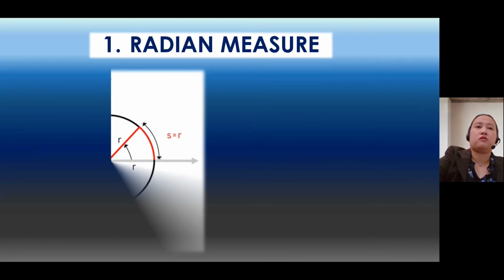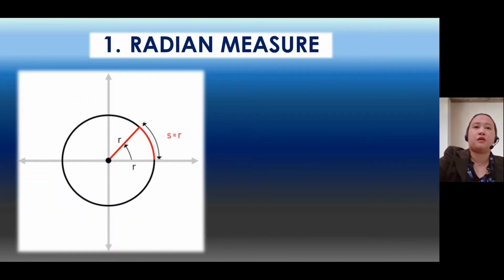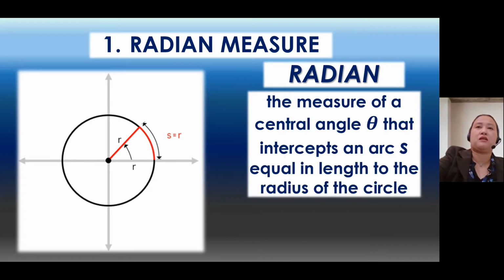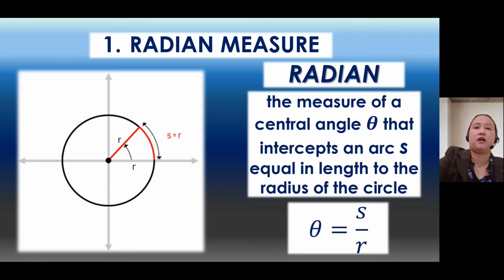For the radian measure, we have here a circle in a Cartesian plane in which the center of the circle is located at the origin of the Cartesian plane. So here you can see the description of the radian, which is the measure of a central angle theta that intercepts an arc S, which is equal in length to the radius of the circle. Okay, and we have this formula.